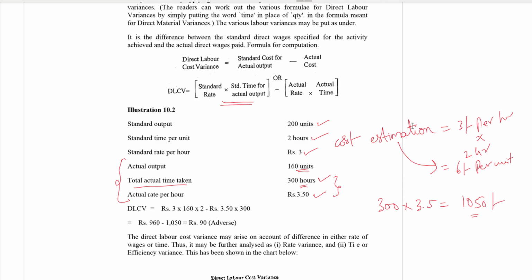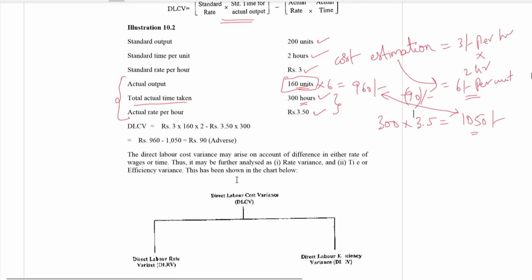Okay, but what is the estimated charge? Since they have produced only 160 units, and for each unit they have estimated 6 rupees, it is going to be 160 into 6. So 960 rupees is the estimated cost. But the actual cost is 1050 rupees. The difference is 90 rupees, I think. 90 rupees is negative. Means it became adverse. Their estimation went wrong. Something more they have to put as an input cost, right?